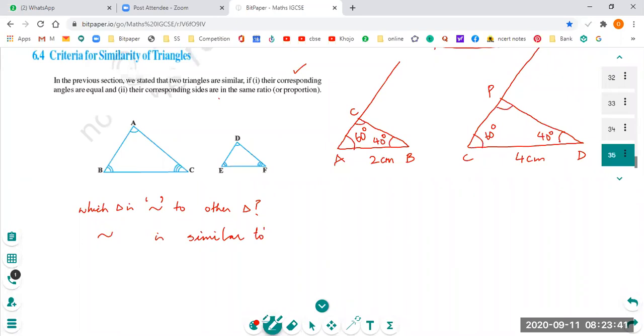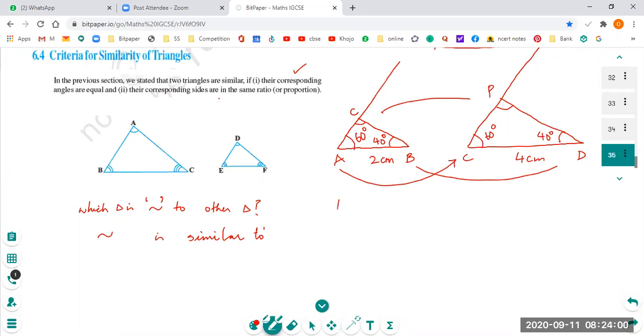So all the corresponding angles: angle C's corresponding angle is P, angle B's corresponding angle is D, and angle A's corresponding angle is angle C. All the corresponding angles are the same. I can say the two triangles are similar, but how? How will I write the vertices?